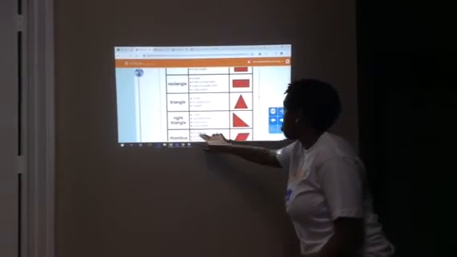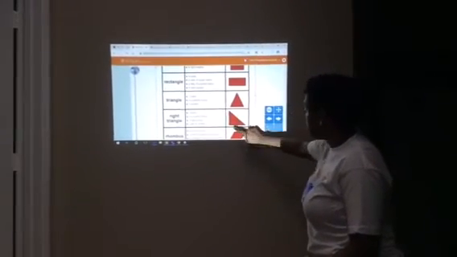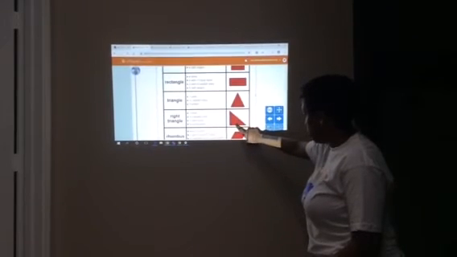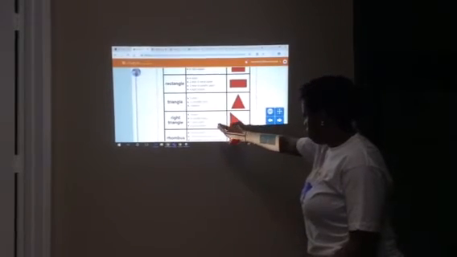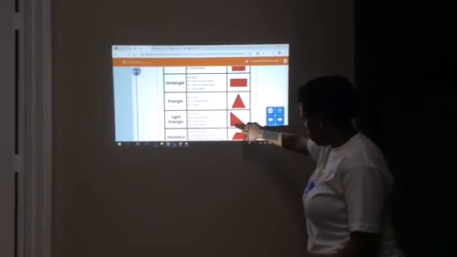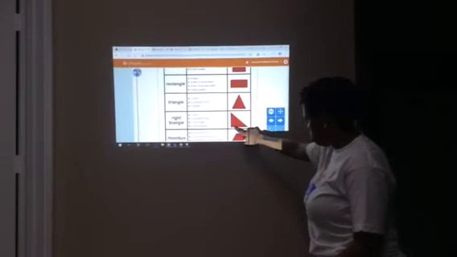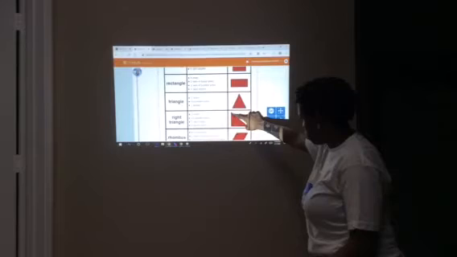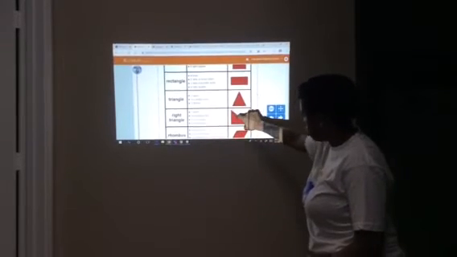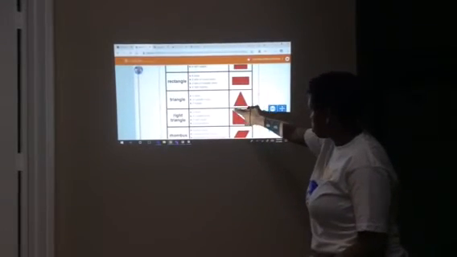The next one is a right triangle. A right triangle has 3 sides. It's 1, 2, and 3. It has no parallel sides. It has 1 right angle and 2 acute angles. It's 1, 2. So this is an acute angle, and this is, like I said, these are obtuse angles.